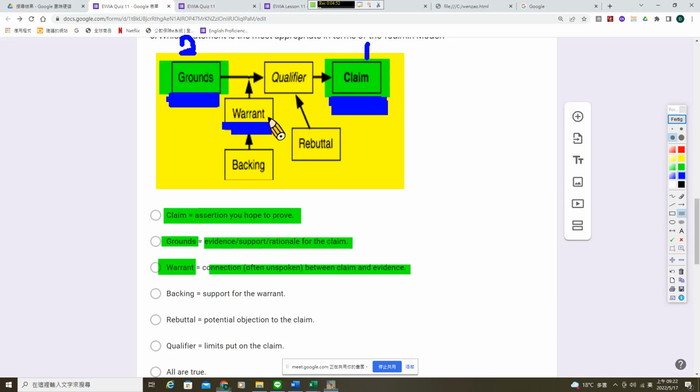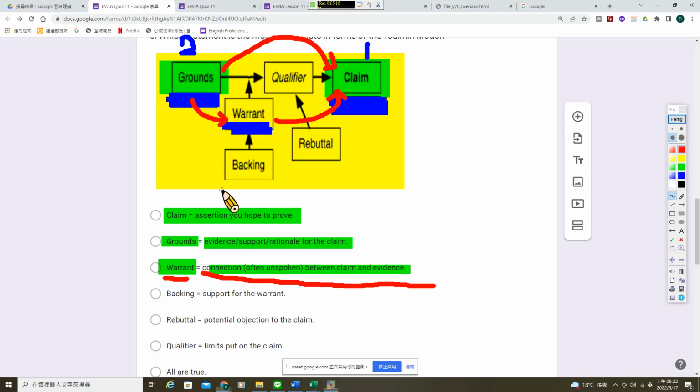So this is the reason behind this link. So we say we have the grounds to support the claim. But basically, normally we will go here because of the warrant, so the claim can stand true. So you can see over here, a warrant is a connection between claim and evidence.